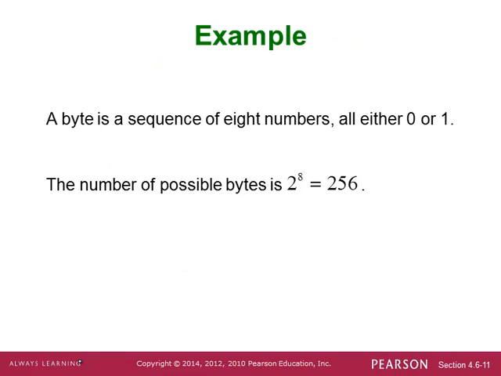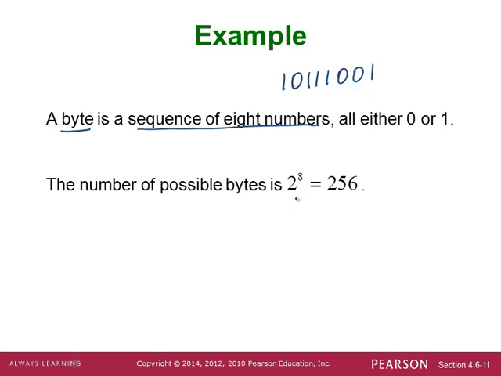So here's some more examples here. Now, in computer science, a byte, B-Y-T-E, is a sequence of 8 numbers, all of them either 0 or 1. So for example, 1 0 1 1 1 0 0 1 would be 1 byte.